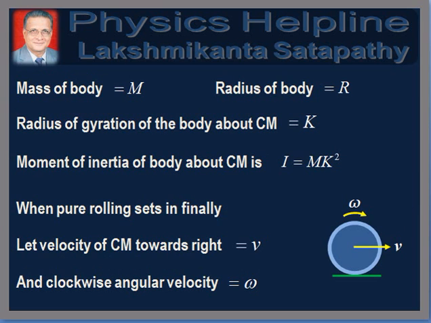Now, we are in a position to solve the problem in the question using these concepts. First, let us define the physical quantities necessary to describe the motion of the body. Mass of the body is equal to m, radius of the body is equal to r, radius of gyration of the body about the center of mass is equal to k. Therefore, moment of inertia of the body about its center of mass is I is equal to mk square. When pure rolling sets in finally in the backward direction, let the velocity of its center of mass towards right be equal to v and clockwise angular velocity be equal to omega.